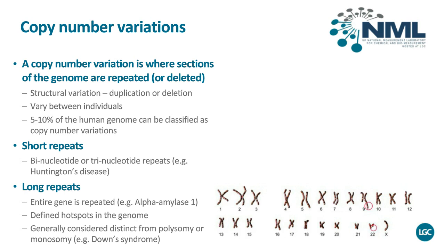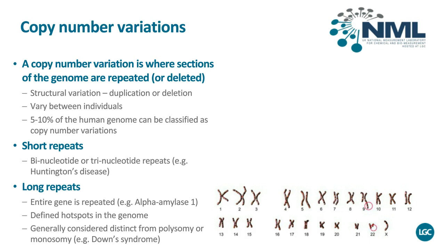This is where you could have an entire gene repeated. And a really nice modern example of very recent human evolutionary adaptation is the alpha amylase 1 and how the copy number is related to diet. But there's also defined hotspots in the genome that are more predisposed to having segmental duplications. They can be tandem or interspersed, and all cause an increased chance of chromosomal rearrangements.